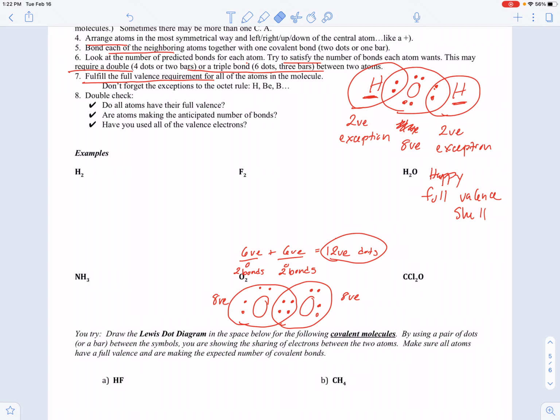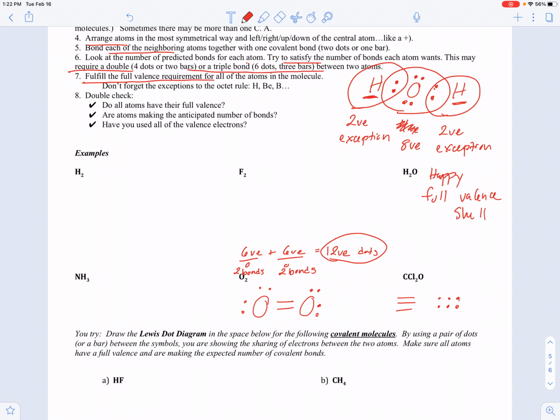You can, of course, draw it with all dots if that is what you like. Or, as you get more familiar with this, each pair of dots is 1 horizontal bar. So that is what a double bond will look like. And you can go all the way up to a triple bond, which would be 3 bars or equivalent to 3 pairs of shared electrons.